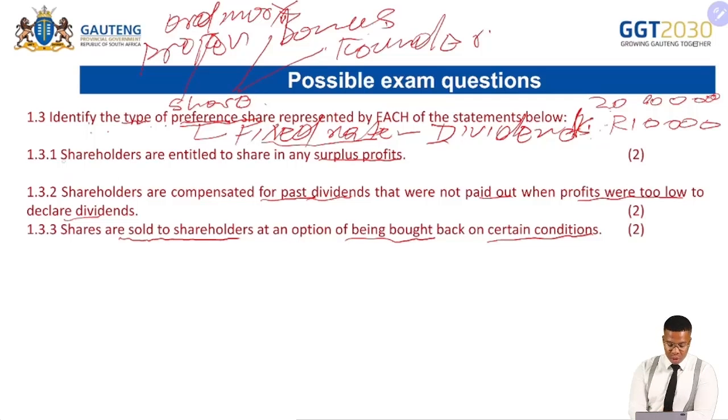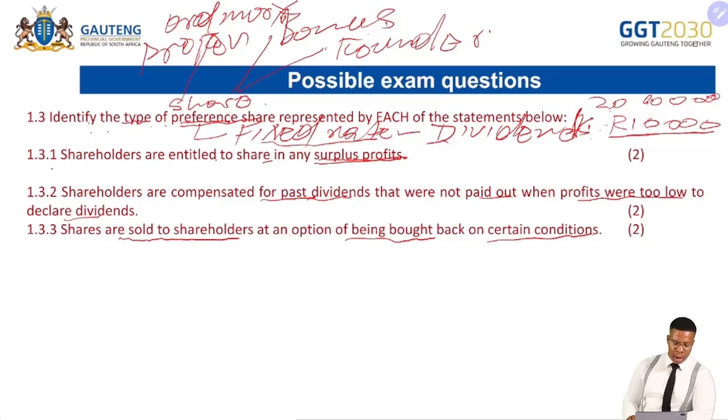So when we are looking into 1.3.1, shareholders are entitled to share in any surplus profit. So if the company made more profit, participating preference shareholders may receive a surplus, meaning more than what they were expected to receive, because according to the agreement, they need to receive a fixed dividend of 10,000.